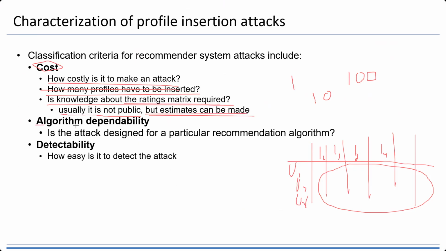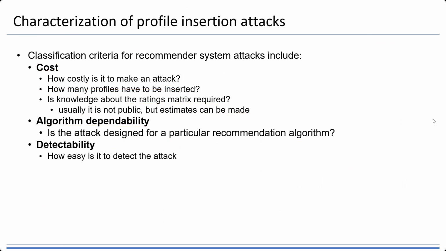And the attack has algorithm dependability. What does it mean? Is the attack designed for a particular recommendation algorithm? So if you use the user-based, the neighborhood-based algorithm to do the recommender system, this is the easiest one, then people can easily make an attack, okay? Because this is very easy to attack. But if your algorithm is more complicated, for example, you use matrix factorization. You should remember.